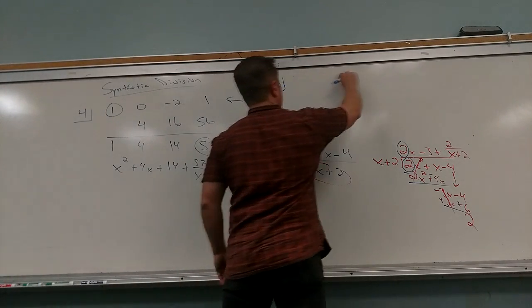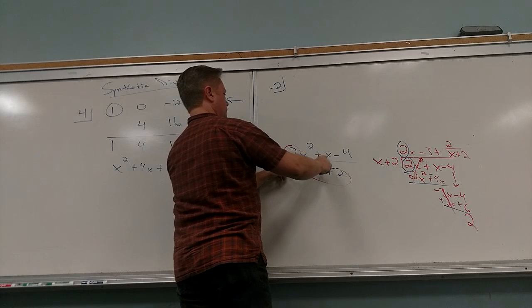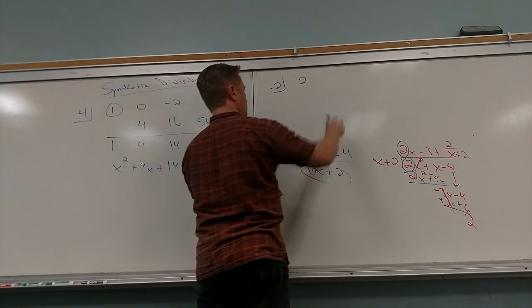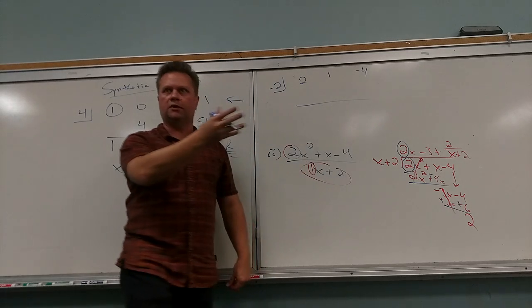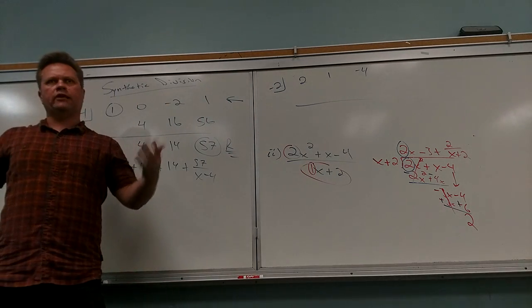What am I going to write here next to it? 2, 1, and -4. Just the coefficients, making sure that you didn't miss anybody. We didn't need a 0 because we got everybody.